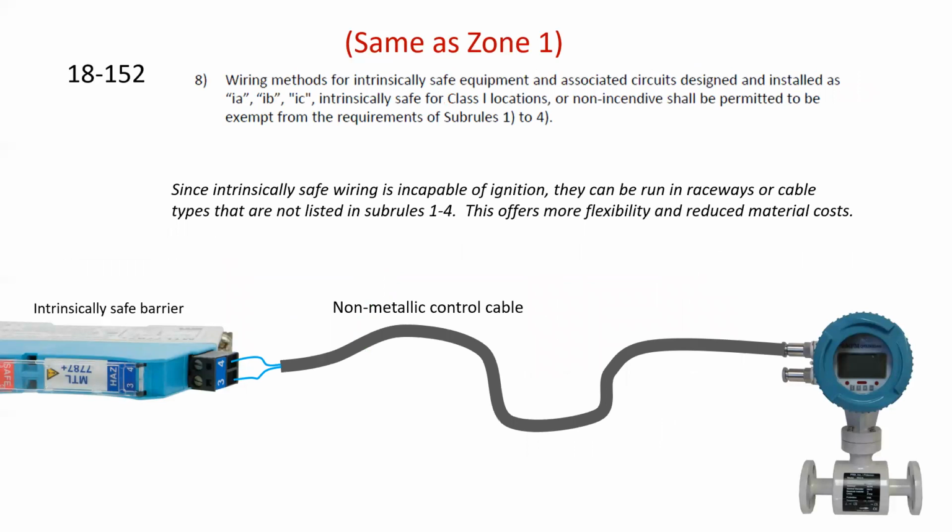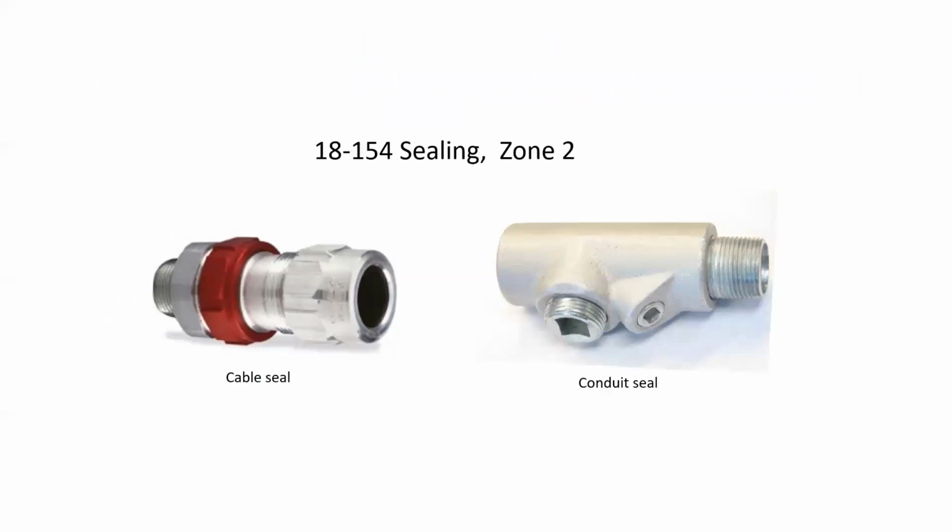152.8, explosion or using intrinsically safe. You can use types of wiring methods that are not listed in subrules 1 to 4. So that's handy. And then we get to sealing for Zone 2, which is covered under 18-154.